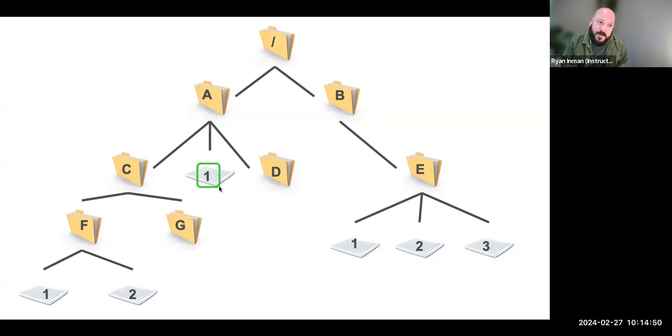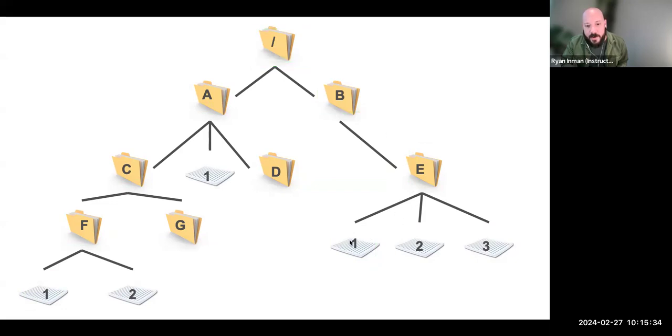If I'm referring to specifically this directory, I can identify it by saying it's the file called 1, but specifically the file called 1 that's inside of the directory called A, that's inside of the directory called root. Whereas this one is the file 1 that's inside of the directory called F, that's inside of the directory called C, that's inside of the directory called A, that's inside of the directory called root. And this one is the one that's inside of a directory called E, that's inside a directory called B, that's inside of a directory called root.